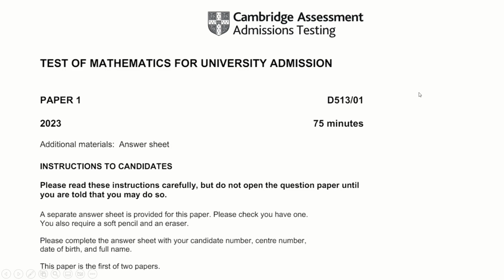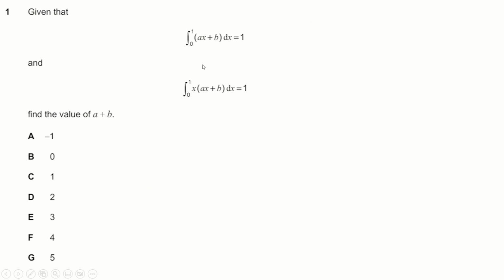This is the TMUA from 2023, paper number one. Let's just do it. First one's a nice little simultaneous equation. Of course, once you integrate this, you get this, and you can put in 1 and 0. Putting in 0 just makes everything 0. Putting in 1 just gives you the coefficients, which is very nice.